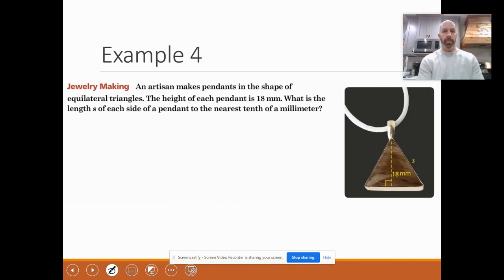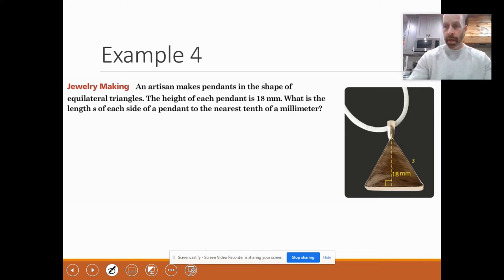Okay, so let's go ahead and move on to one applied problem. Here it says an artisan makes a pendant in the shape of an equilateral triangle. The height of each pendant is 18 millimeters. What is the length S of each side of the pendant to the nearest tenth of a millimeter?